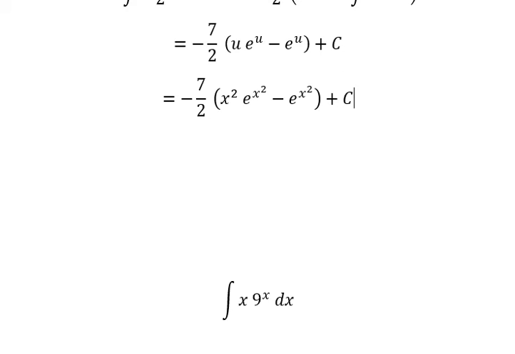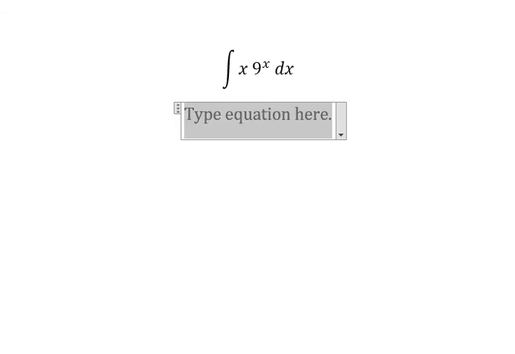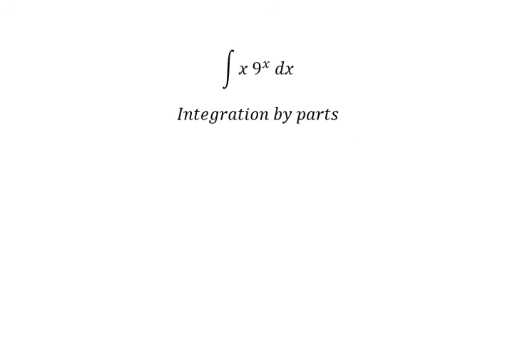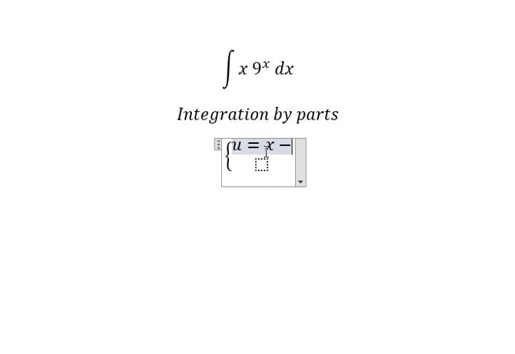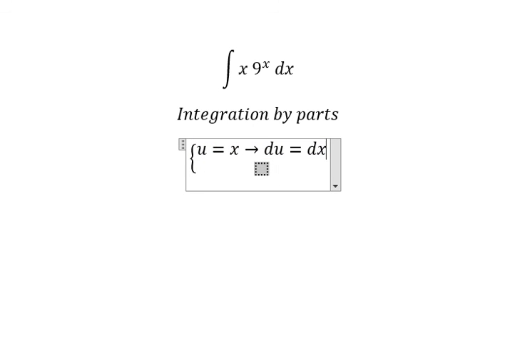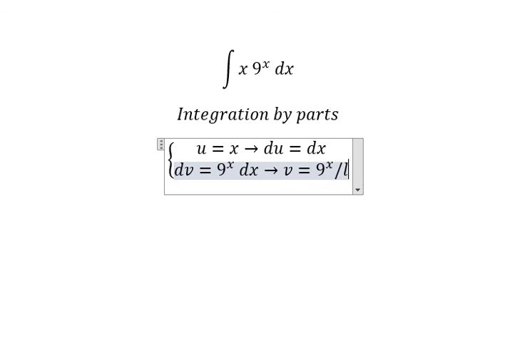Now let's go to the next one. We can use integration by parts. So I need to put u equals s, du equals ds, and dv we have 9 to the power of s ds. The integration of this one we have v equals 9 to the power of s over ln 9.